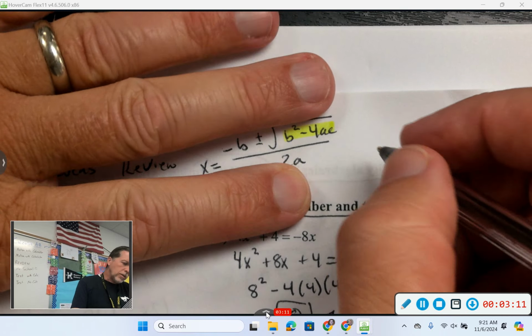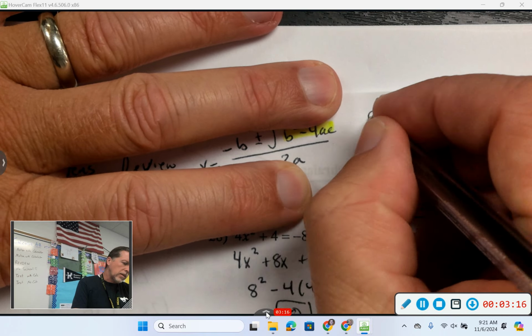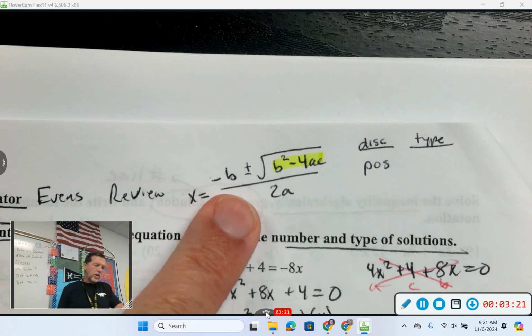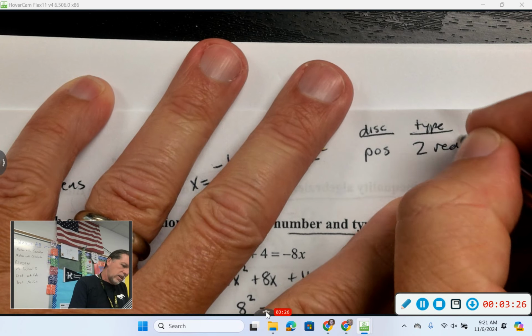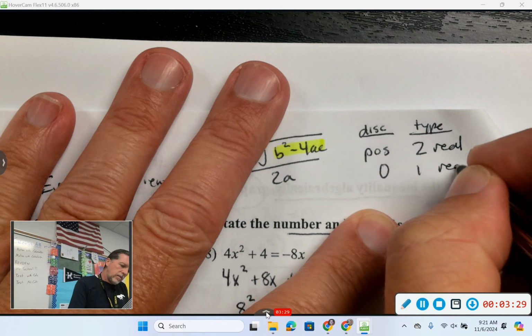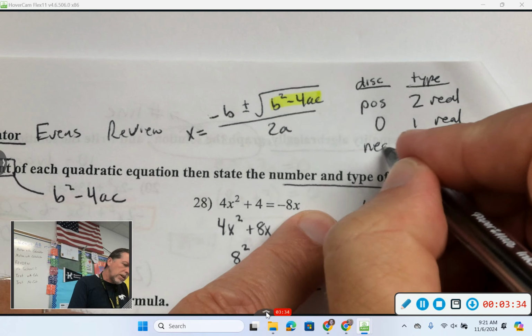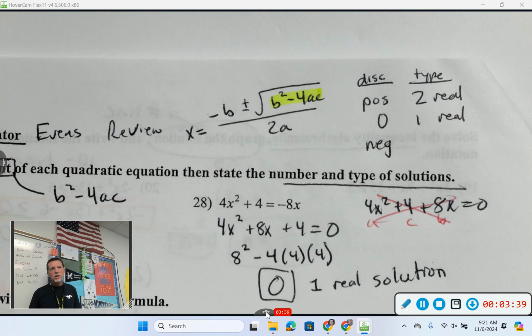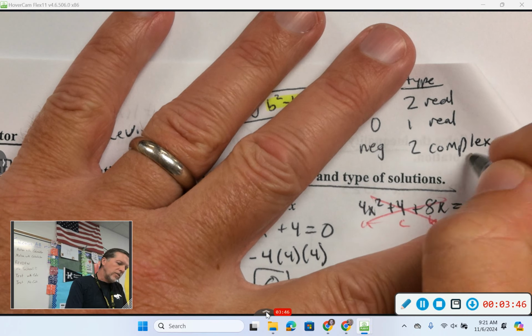Just because we're not doing all of them, what happens if you get a positive number for your discriminant? 2 real solutions, because you'd have plus or minus the square root of something. Zero gets you 1 real. That's the example we just did. And what happens if the discriminant is negative? Plus or minus the square root of a negative number? You get 2 complex solutions. Complex just meaning there's an I involved.